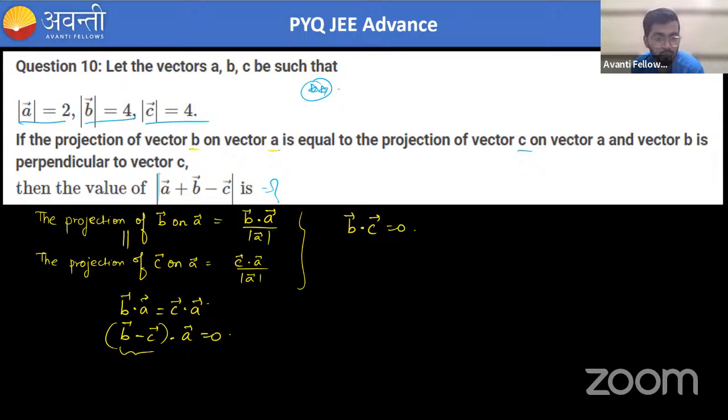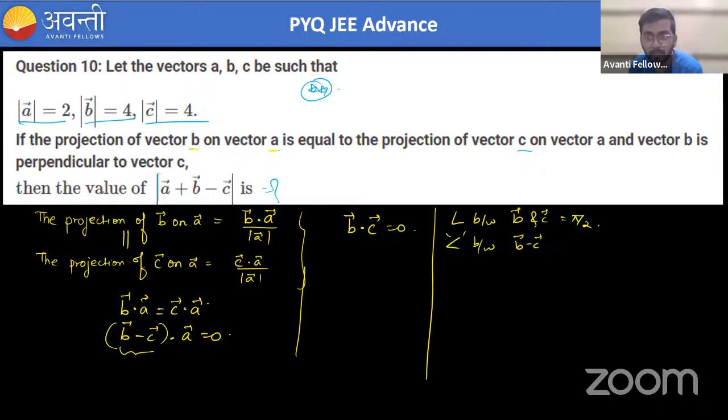So from here we get to know that the angle between B bar and C bar is pi by 2, and the angle between A bar and B bar minus C bar is also equal to pi by 2, right? So now, since we know this information, first of all I'll try to find out what this value can take, right?